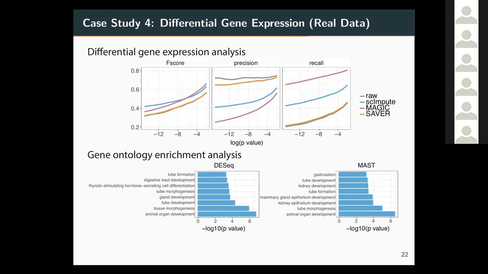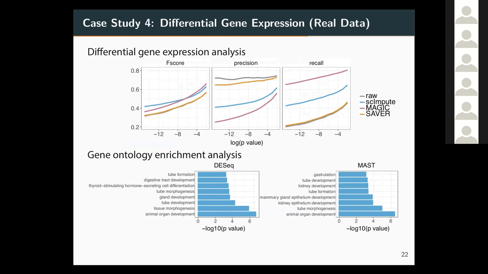So let's first look at the results of differential gene expression analysis. If we compare against the gold standard extracted from the bulk data, then scImpute and MAGIC both have a higher F1 score compared to the raw data in terms of the accuracy of DE identification. And if we compare the two methods, scImpute tends to give a higher precision rate, while MAGIC tends to give a higher recall rate. And this example is based on a DE method called MAST that is specifically designed for single cell data.